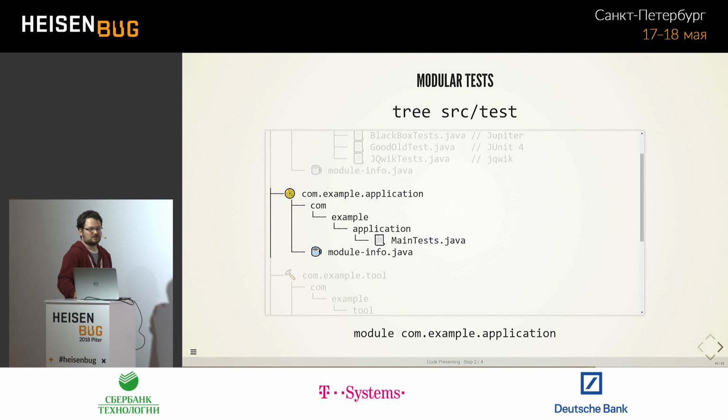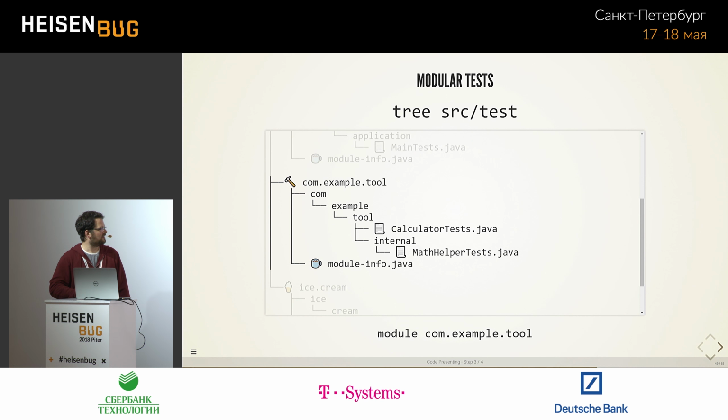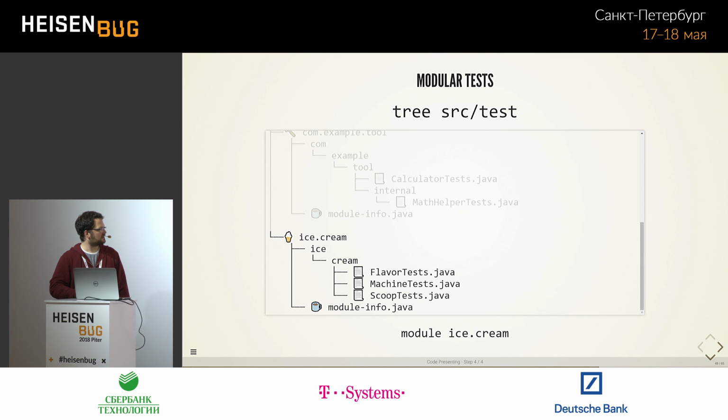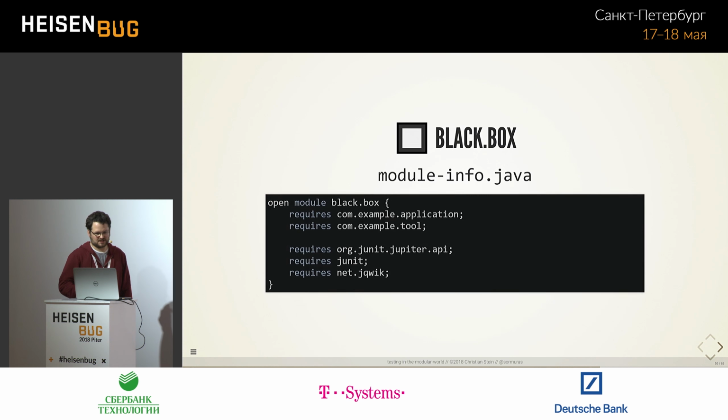Same for the application. This is now a white box test. We are using the same name and the same package like we always did, but it's not going to work with the module path. Keep that in mind. Calculator and the tool module the same, and ice cream just as is.